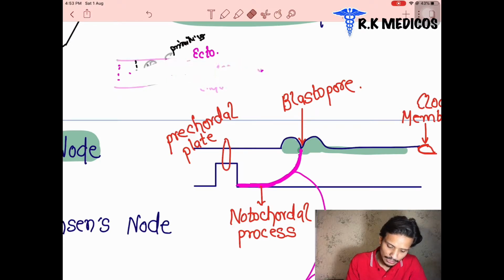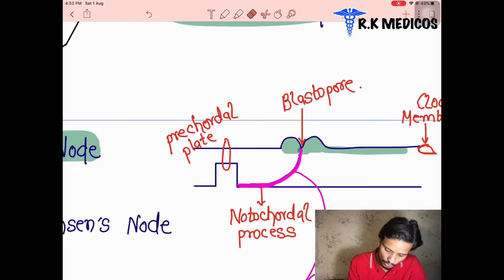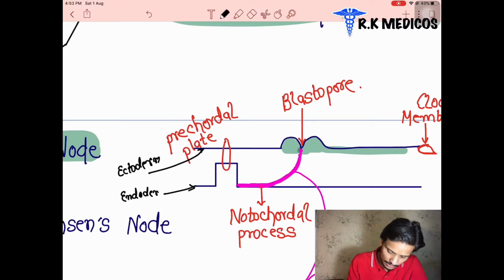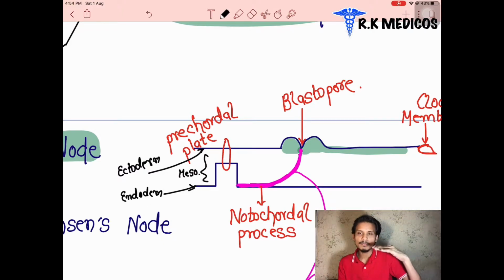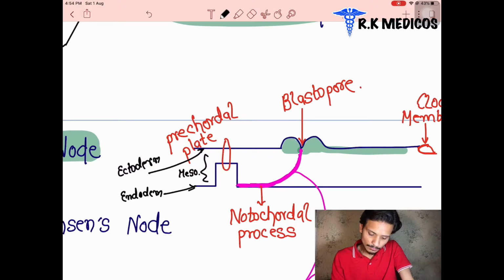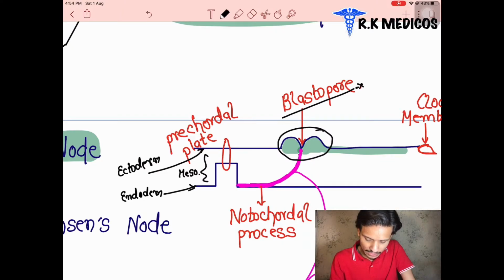Now you tell me, in this picture, what is the upper one? This one is called what layer? This one is called ectoderm. This one is endoderm. In between them, this region is mesoderm. So now you tell me, ectoderm, mesoderm and endoderm, and something is formed in the epiblast cells. The ectoderm is going to modify here, we can see, and it forms the blastopore. Here one pore is created, and that is called the blastopore.